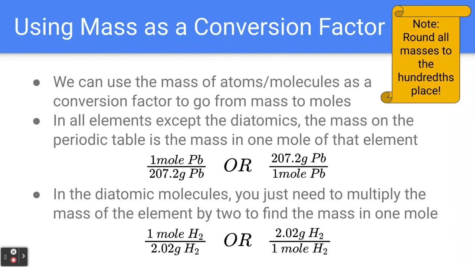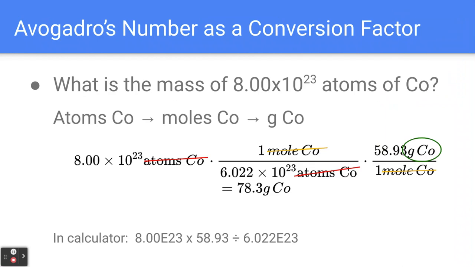Now, in diatomic molecules, you need to take the mass on the periodic table and multiply it by 2 because you have 2 atoms per molecule. So hydrogen, 1.01 times 2 gets us that 2.02. Something like oxygen would be 16.00 times 2 to get us 32. So that's how you figure out the molar mass of your diatomics. Regular elements, you just take the mass off the periodic table. Diatomics, you just have to multiply it.